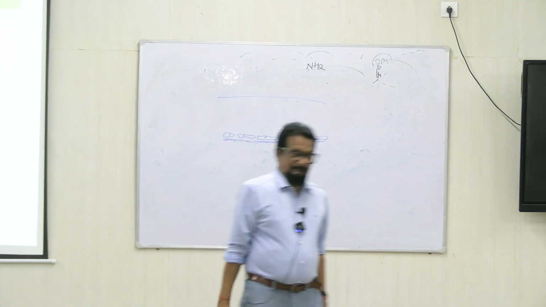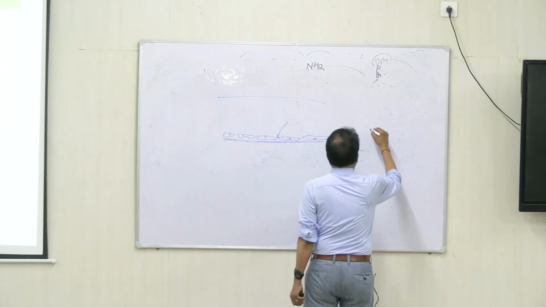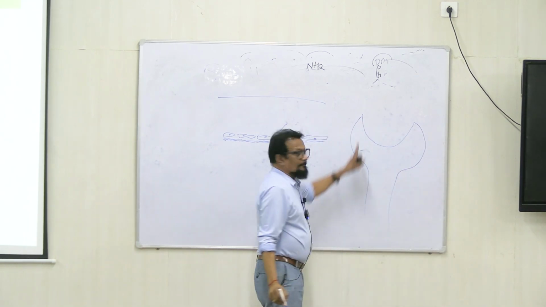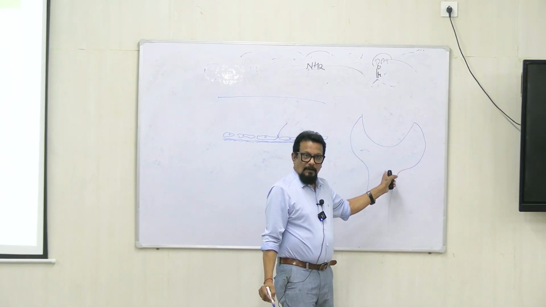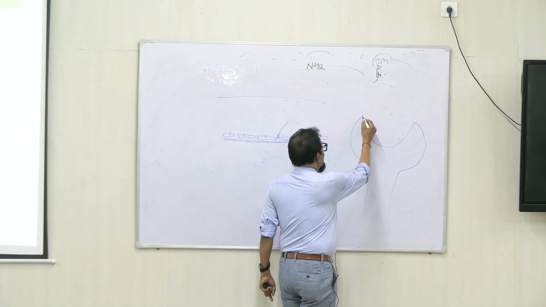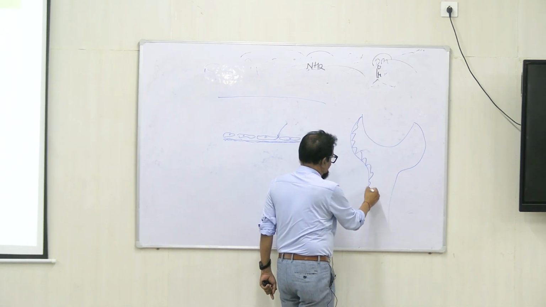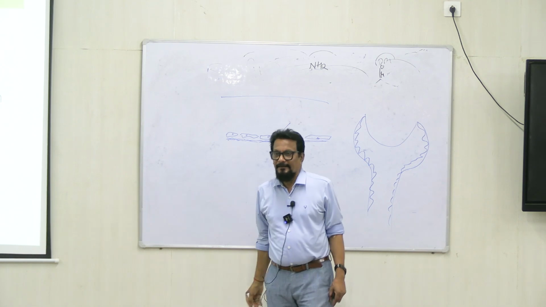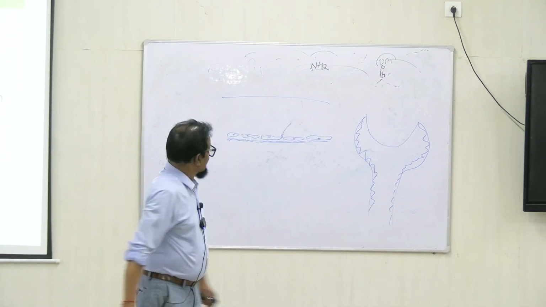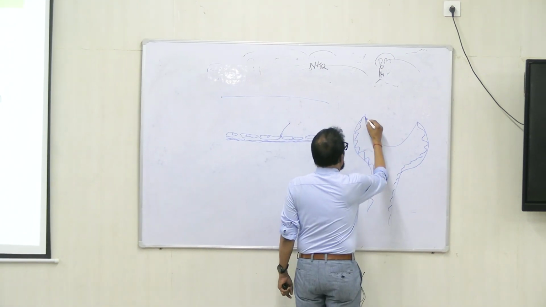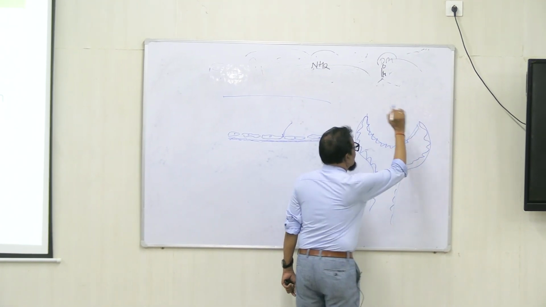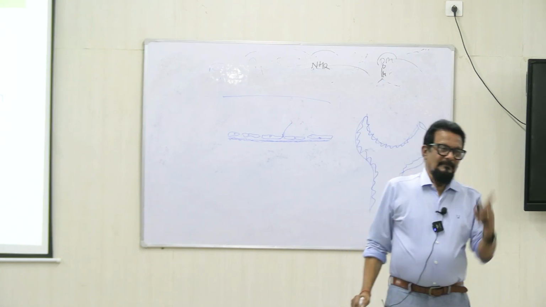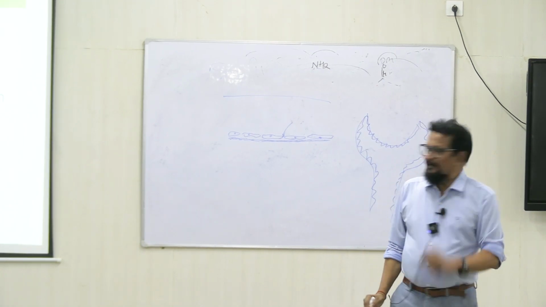Now another layer is there. Bowman capsule. These cells are the parietal layer. They form the parietal layer. And these cells of the Bowman capsule form the visceral layer.